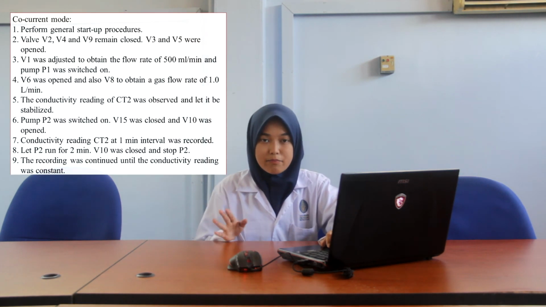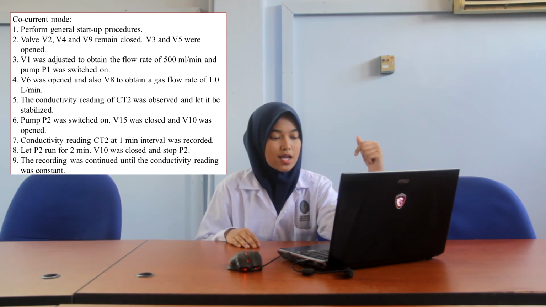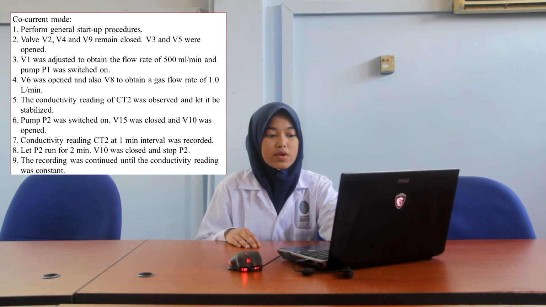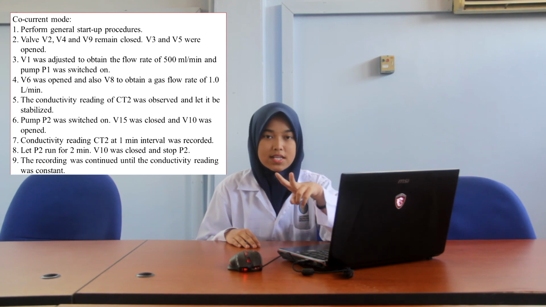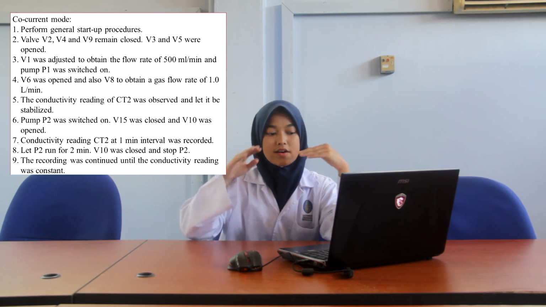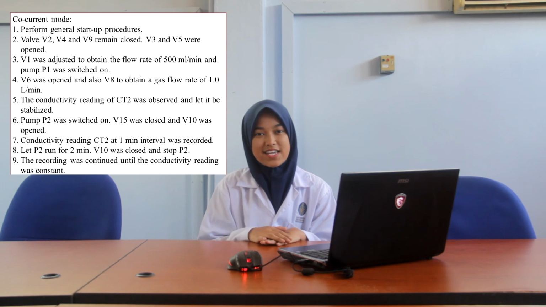Okay, so for the effect of pulse input, the steps are the same until step 5, which is when the conductivity reading of CT2 is observed. And then pump 2 is switched on and left dosing for 2 minutes. After 2 minutes, you have to switch off pump 2. Then you just continue the recording until the conductivity reading is constant. So that's all for the methodology. Have fun with the experiment.